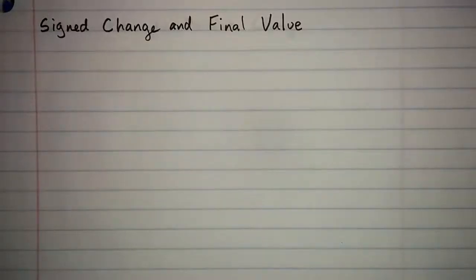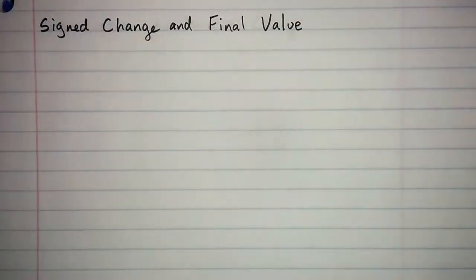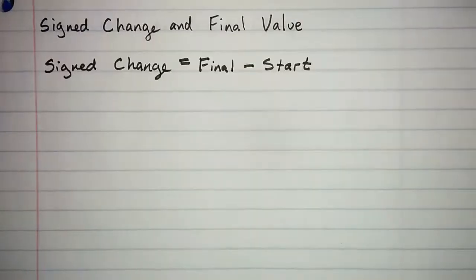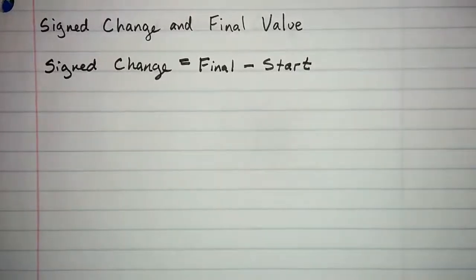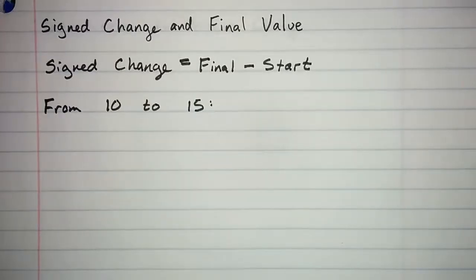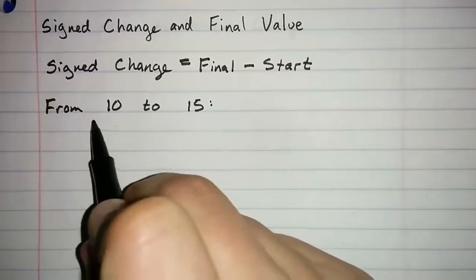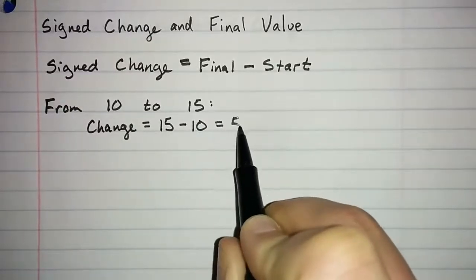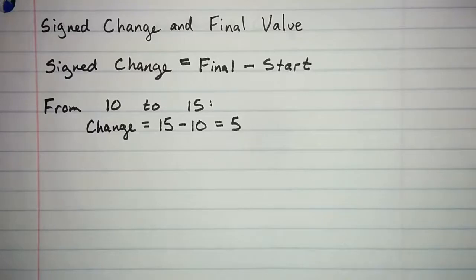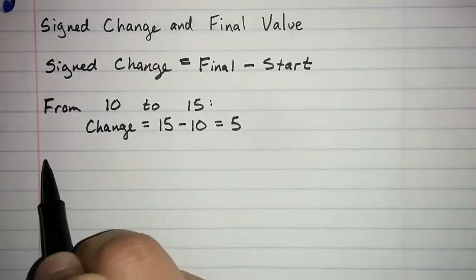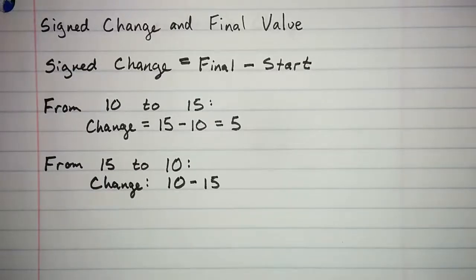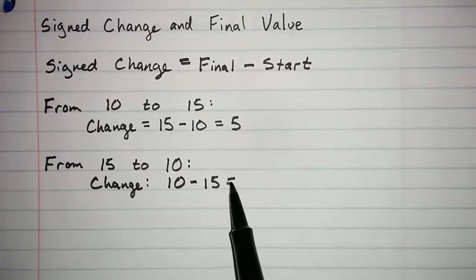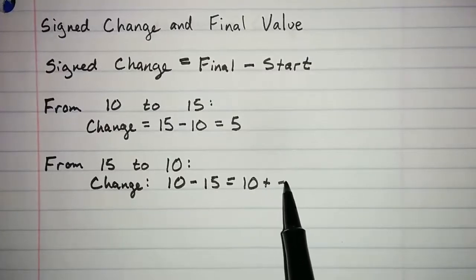Earlier we met the notion of the signed change in a quantity. Remember we said that the signed change is always going to be the final value minus the starting value. So for example, if a quantity goes from 10 to 15, the signed change will be 15 minus 10, which is 5. On the other hand, if a quantity goes from 15 to 10, then the signed change will be 10 minus 15. Maybe you see what this is going to be. It's going to be 10 plus negative 15.